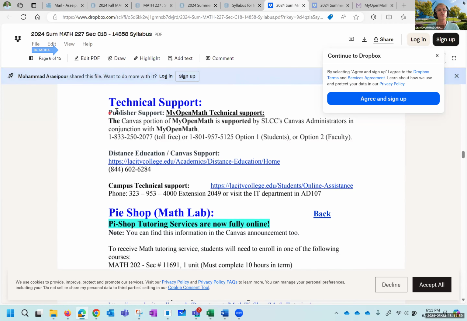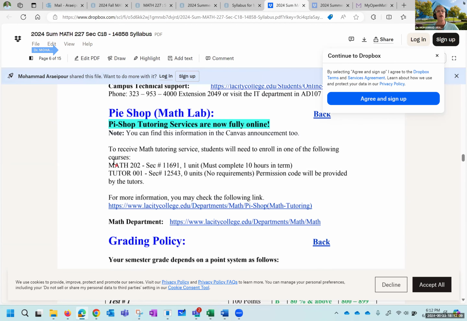Tech support for My Open Math, for distance education, and campus. I have general information here, and I highly recommend you go to the website for up-to-date information. And as soon as I get more up-to-date information, I will change this information. But your best course of action, just go to their website.